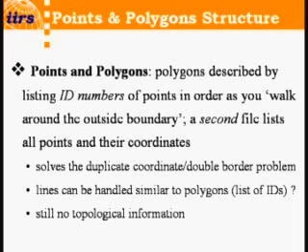So polygons are described by listing ID numbers of points in order as you walk around the outside boundary. A second file lists all points and their coordinates. So it solves the duplicate coordinate problem, that you don't have to again store the same coordinate pair as you stored in the spaghetti model or in the whole polygon structure.